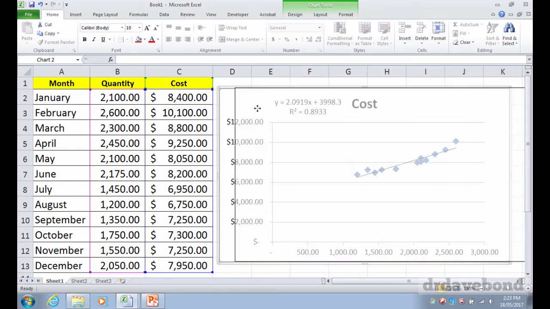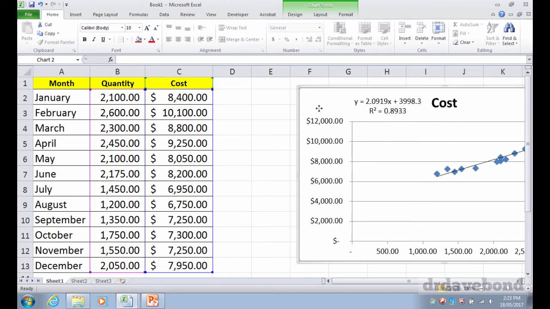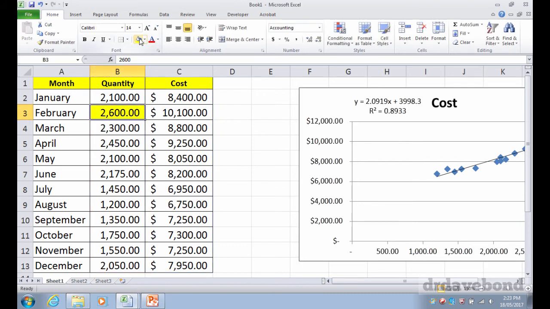So the way to do this is eyeball the data and find the highest quantity. Highest quantity is 2,600 units. You then take the cost associated with that quantity. You don't then just look independently at the cost and find the highest cost. So it happens it is the highest cost, but you don't go elsewhere for it. So find this one, you use that.